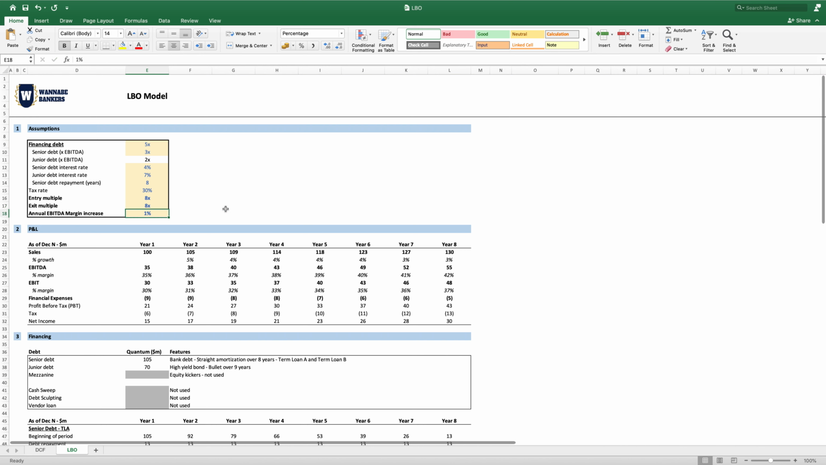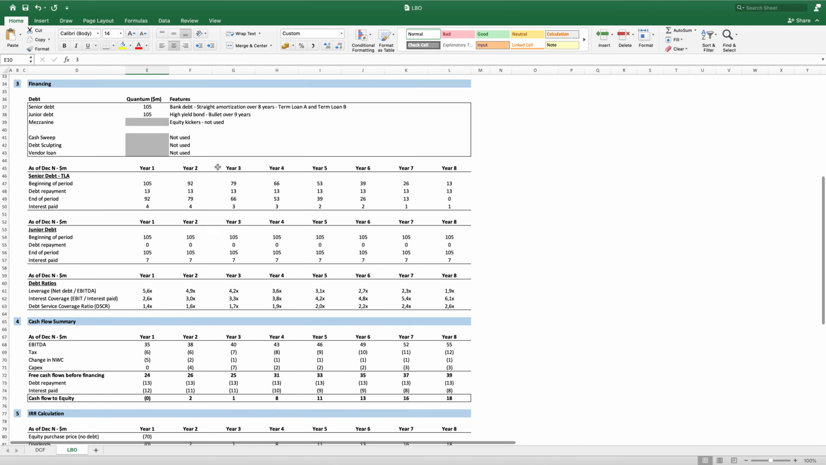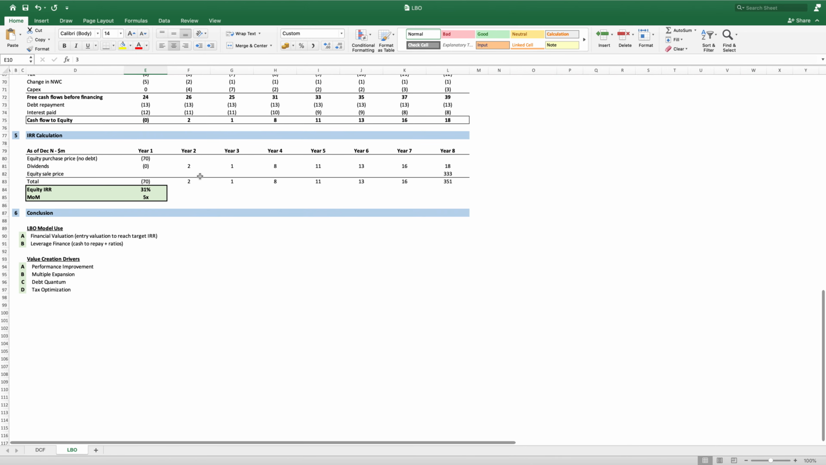The other lever is the financing quantum. The higher the leverage you could put, the higher the IRR. So let's put it at 6 times. And you see again that it improves.